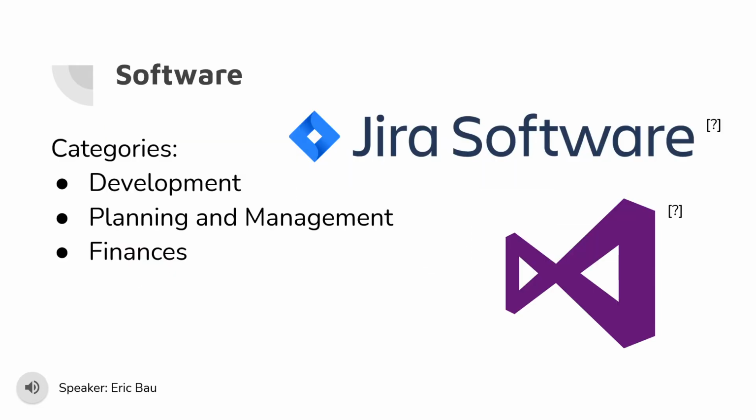For our software-related expenses, we needed to fulfill three primary categories. First off was our directly software development-related products. These are things like IDEs, which will be directly incorporated into our development workflow. We then needed a planning and management software, and finally, a finance-related software for accounting and bookkeeping.